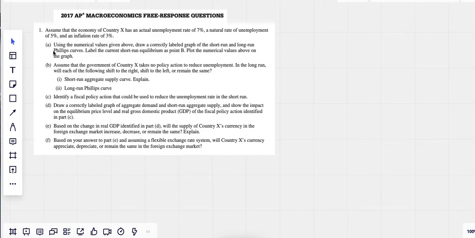17, AP Macro, number 1. Let's see if we can do this tonight. Assume the economy of country X has an actual unemployment rate of 7, a natural rate of 5, and an inflation rate of 3. So it looks like actual unemployment is greater than the natural rate. And they want us to show this with a Phillips curve graph.